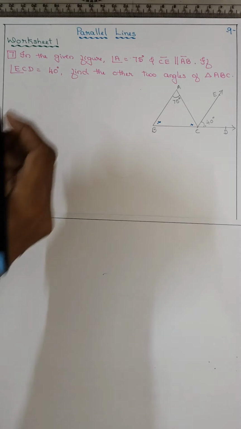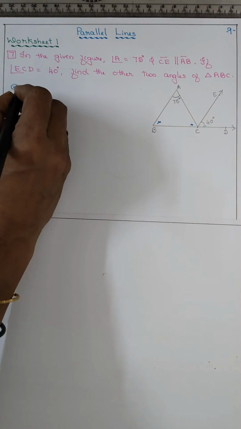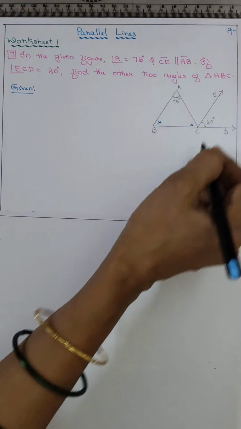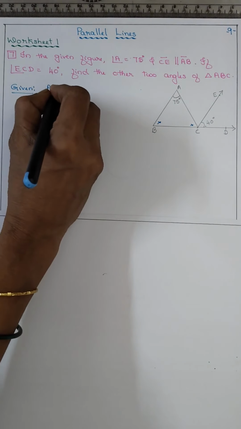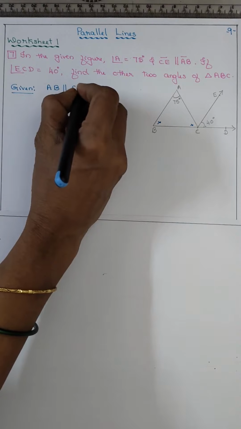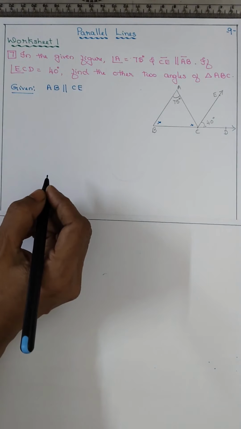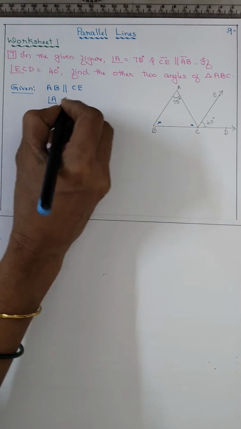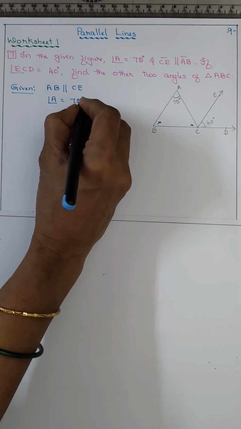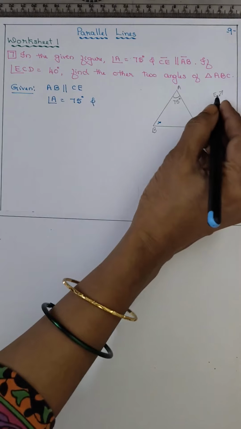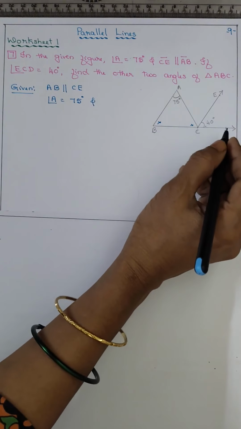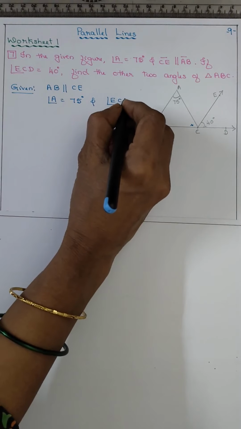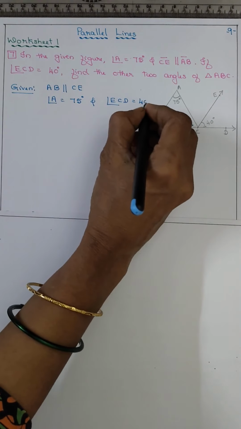Okay, so first we will write the given: AB is parallel to CE, and angle A is equal to 75 degrees, and angle ECD is equal to 40 degrees.